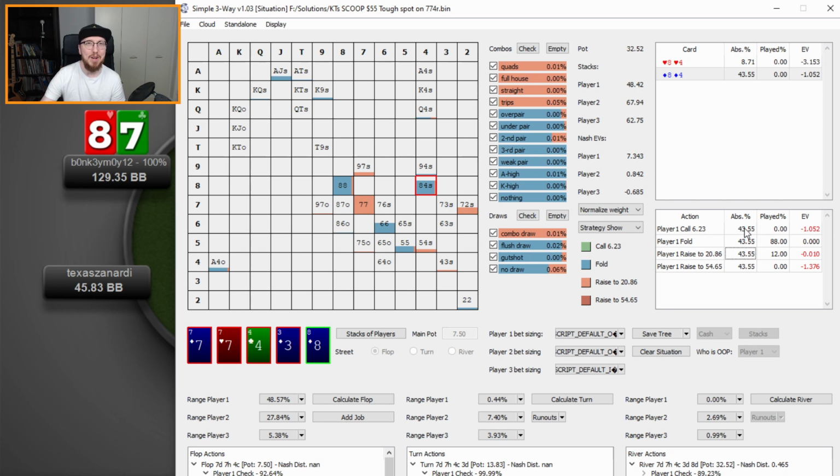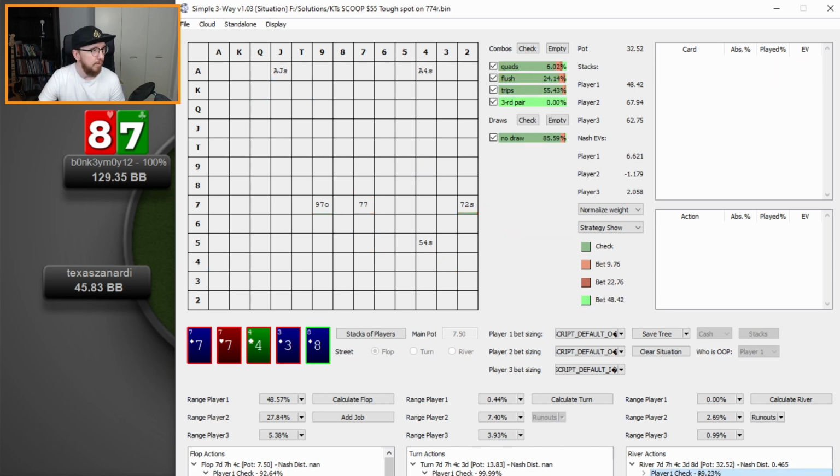But the thing is, I don't want to defend my play, right? I don't think it was good. I think it was a massive blunder, a massive mistake. I'm just trying to give you some thoughts as to what was going through my mind at the time. Okay, so now we land on the river and the big blind checks.